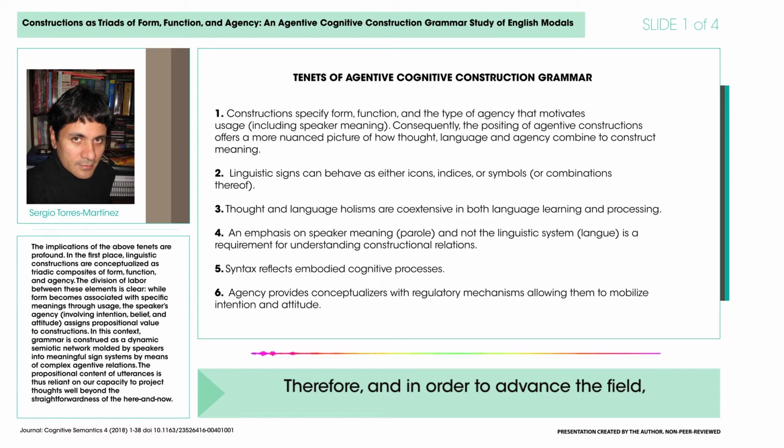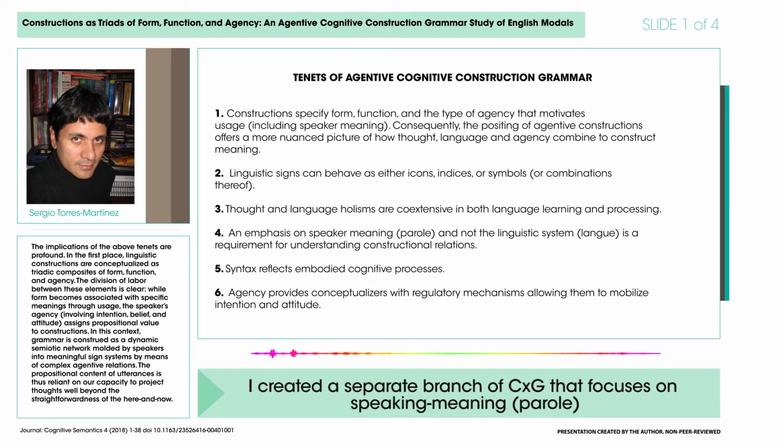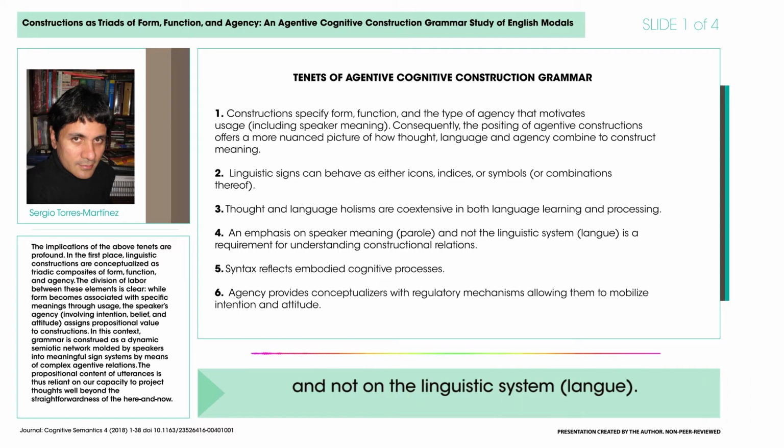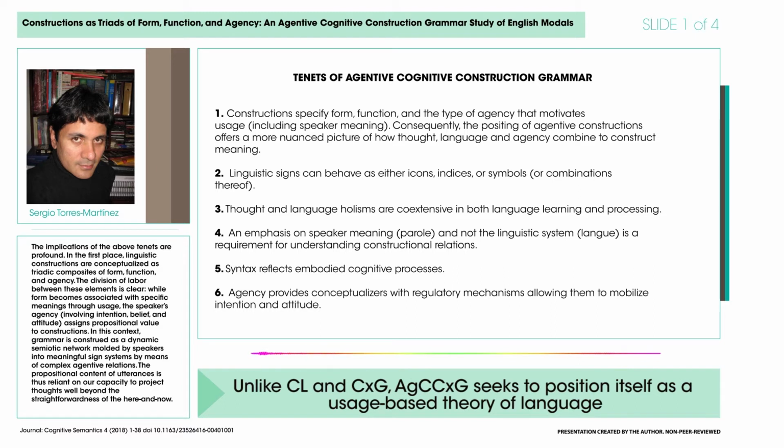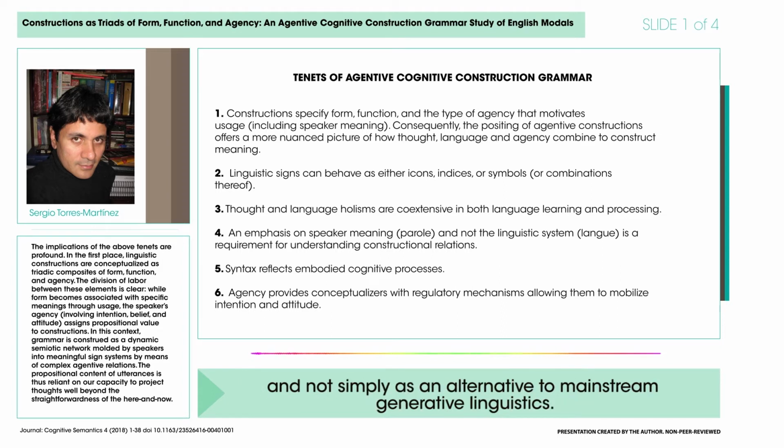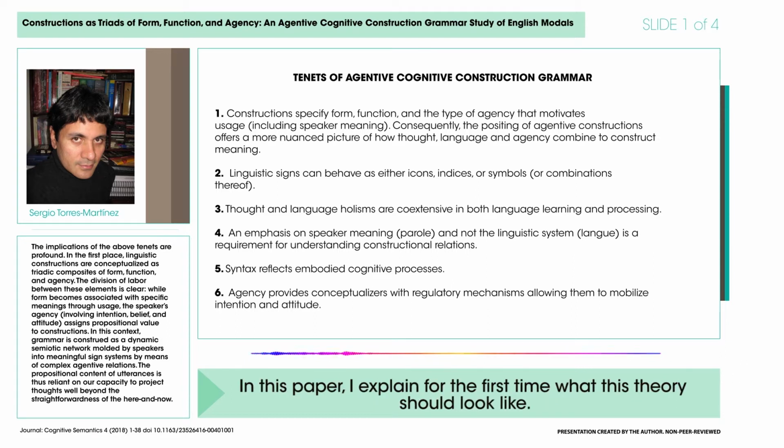Therefore, in order to advance the field, I created a separate branch of construction grammar that focuses on its speaking meaning, parole, not on the linguistic system, langue. Unlike cognitive linguistics and construction grammar, agentive cognitive construction grammar seeks to position itself as a usage-based theory of language and not simply as an alternative to mainstream generative linguistics. In this paper, I explain for the first time what this theory should look like.